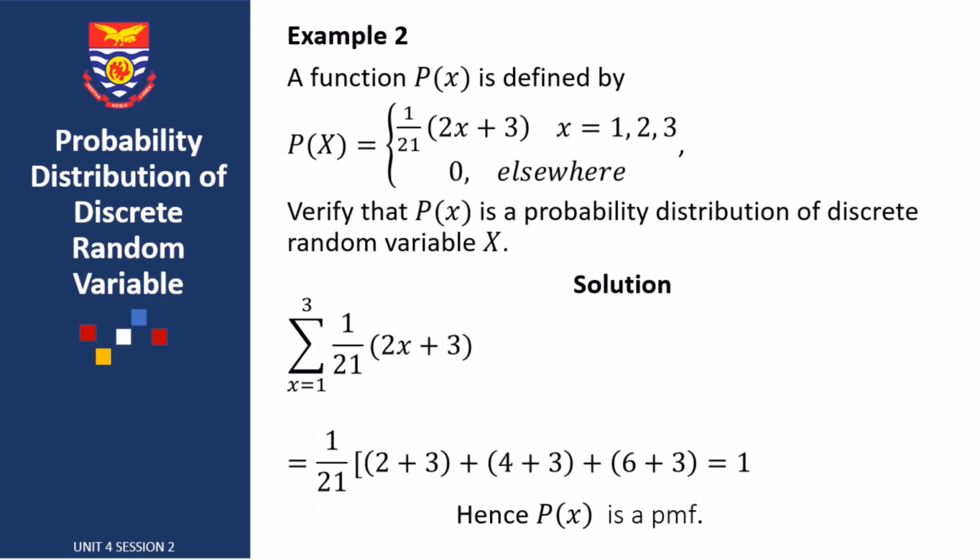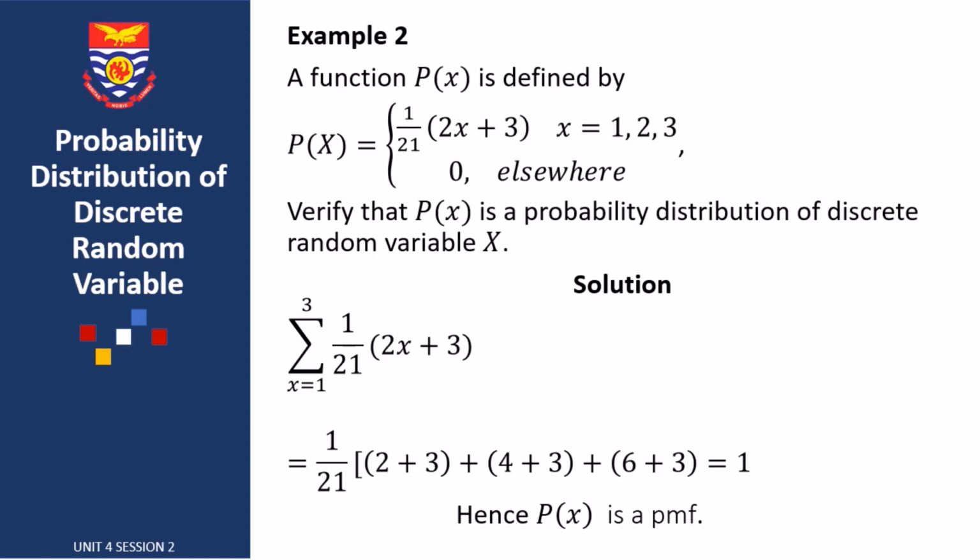Let's work on example 2. A function p of x is defined by p of x equal to 1 over 21 multiplying the expression 2x plus 3, where x assumes values from 1 to 3, or 0 elsewhere. What is the task here? Ours is to verify that p of x is a discrete random variable distribution; in other words, that it is a PMF, a probability mass function.